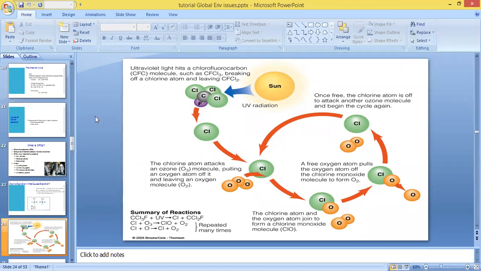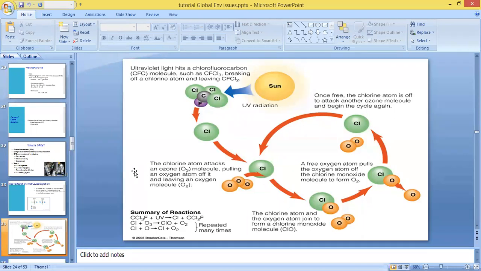Okay, so ultraviolet light hits a chlorofluorocarbon molecule, that is a CFC molecule, such as CFCl3. CFCl3 is one type of chlorofluorocarbon. So what it does is it breaks off a chlorine atom and it remains CFCl2. So you can see over here that out of CFCl2, one chlorine atom is being removed. Okay, so the chlorine atom attacks an ozone, that is an O3 molecule, pulling out an oxygen atom of it and leaving behind the O2 molecule.